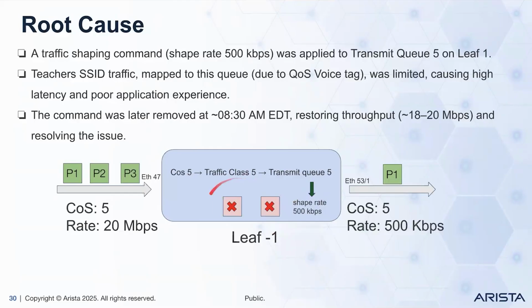Now this was causing all the transmit discards that we had observed in CloudVision for Ethernet 53/1, and it had also capped the egress rate at 500 kbps. Now this command was later removed at around 8:30 a.m., which restored the throughput back to 18 to 20 Mbps, and it had also resolved the issue as well.